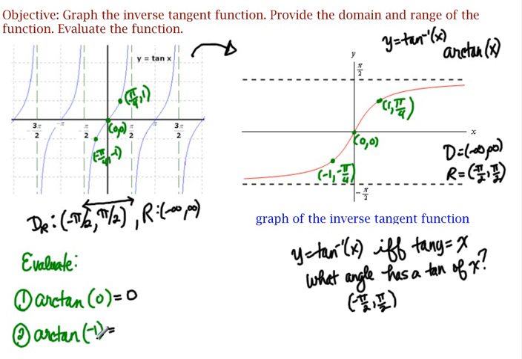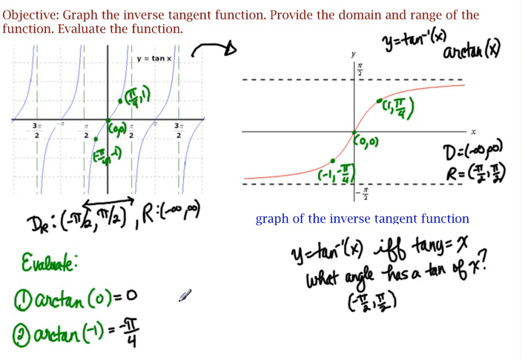Arctangent of negative 1. So that's telling me I need to think about an angle between negative pi over 2 and pi over 2 whose tangent is negative 1. Well, and you can actually look on the graph to see that that is at negative pi over 4. Okay. Now if you wanted to do one more, we could.